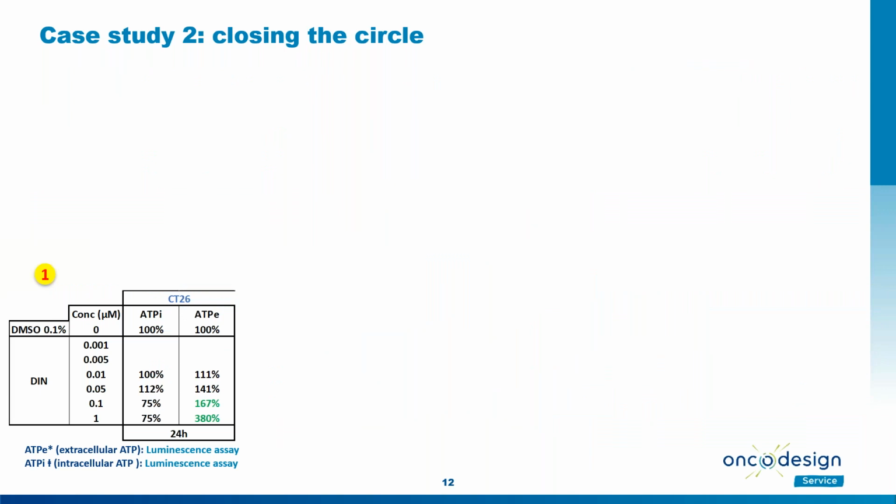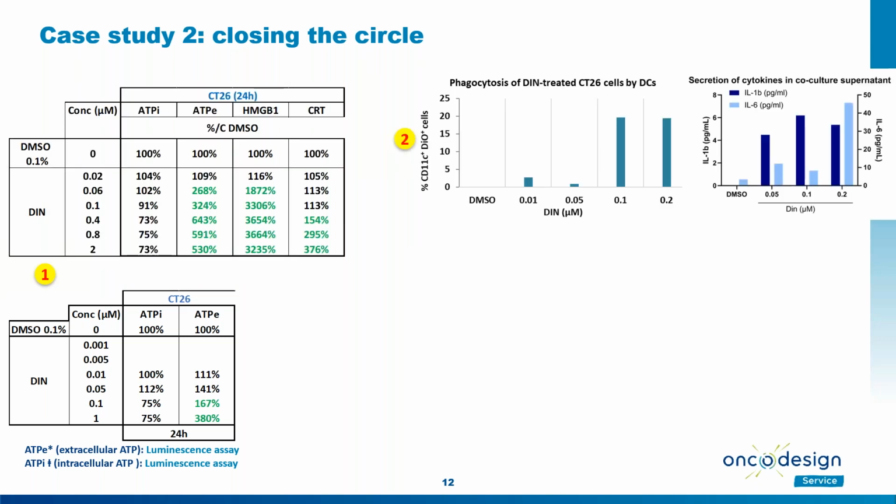Another example where we have closed the cycle is using one of the well-known ICD inducers, the compound dinaciclib, where again we worked through the platform, confirming that dinaciclib has the ability to induce secretion of ATP, secretion of HMGB1, and calreticulin expression at the cell surface.